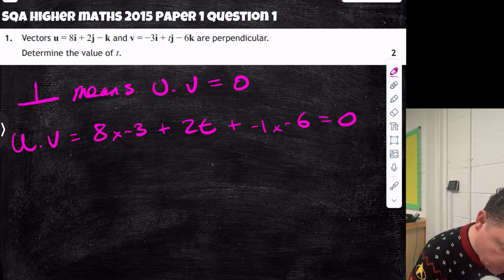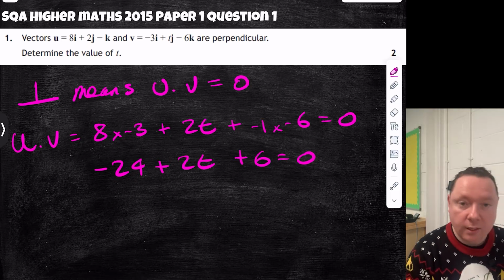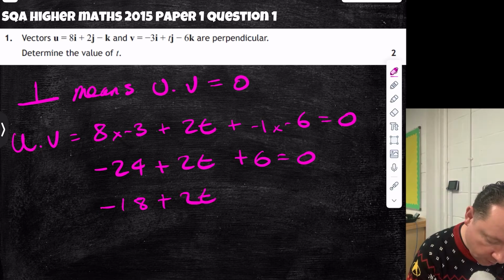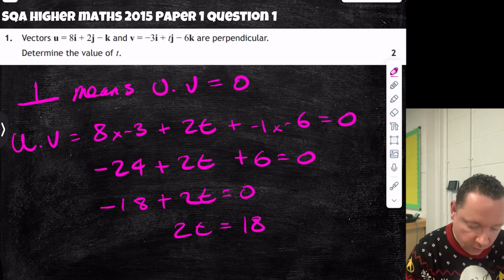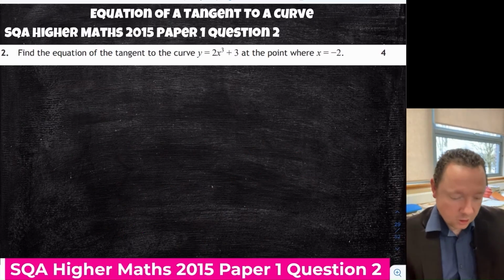So 8 threes, that's minus 24, plus 2t, plus 6 equals 0. Minus 24 plus 6 is minus 18, plus 2t equals 0. So 2t must be 18. Moving it over, so t equals 9. And we're done there.